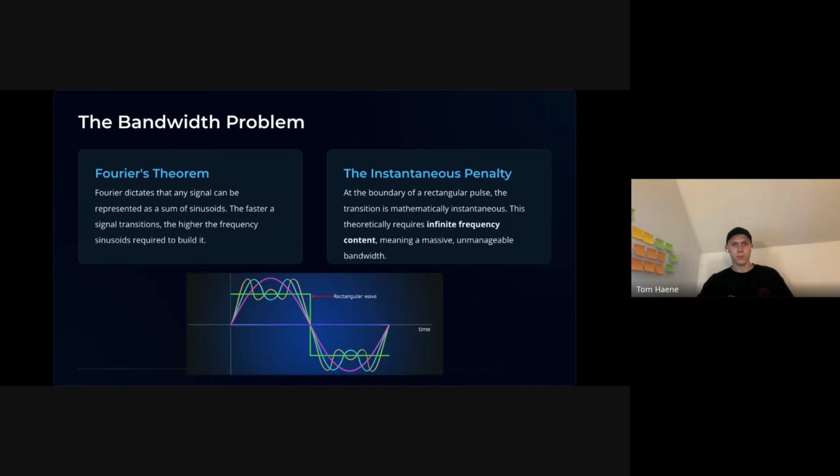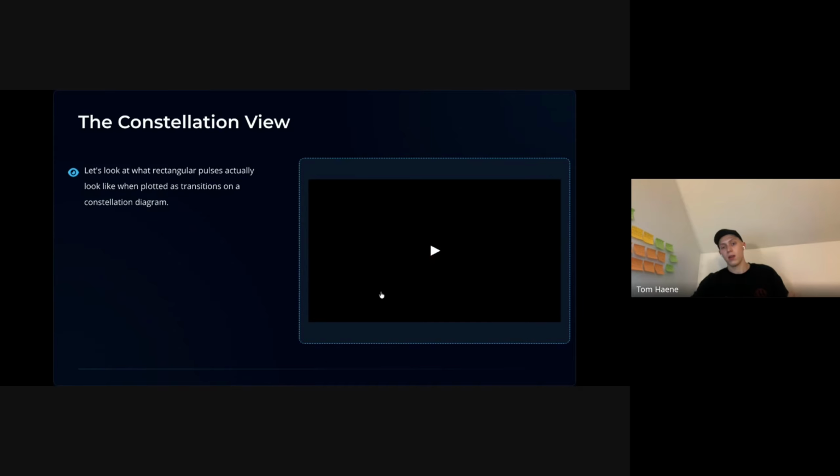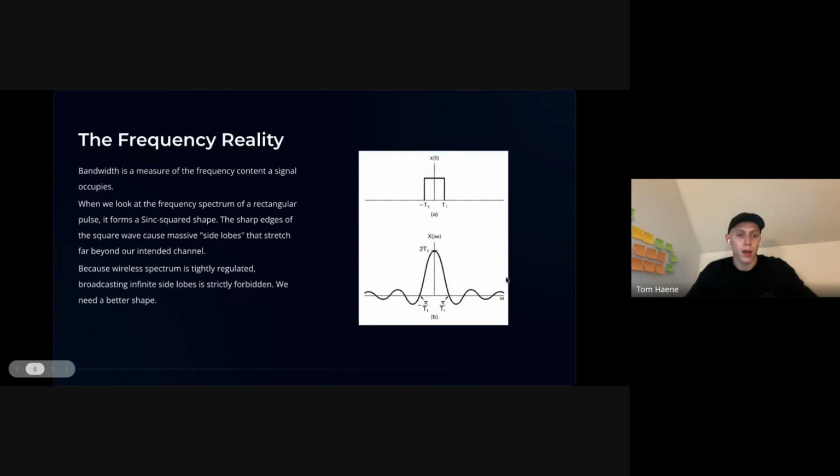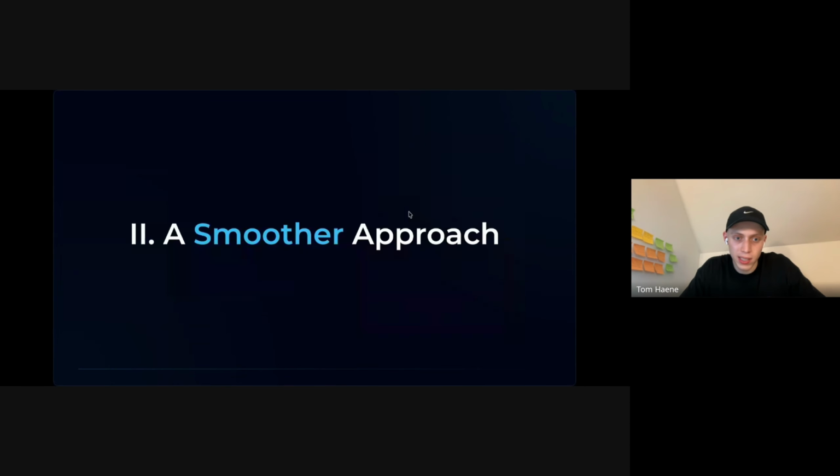If you look at the constellation diagram animation that I made, you can see very instantaneous swaps, and that's just not feasible, realistic. Anyway, yeah. So this is what we have here. This is what I just said, so I'm going to skip this.